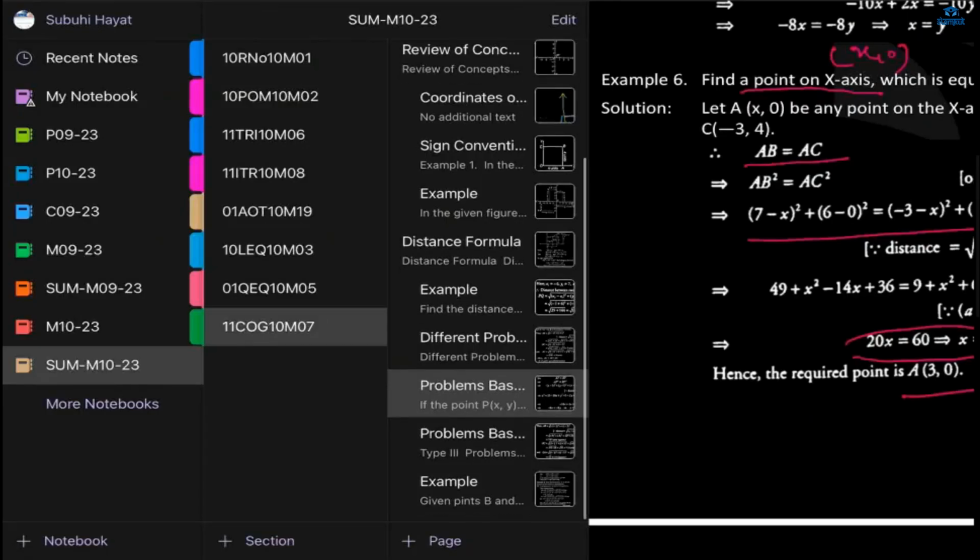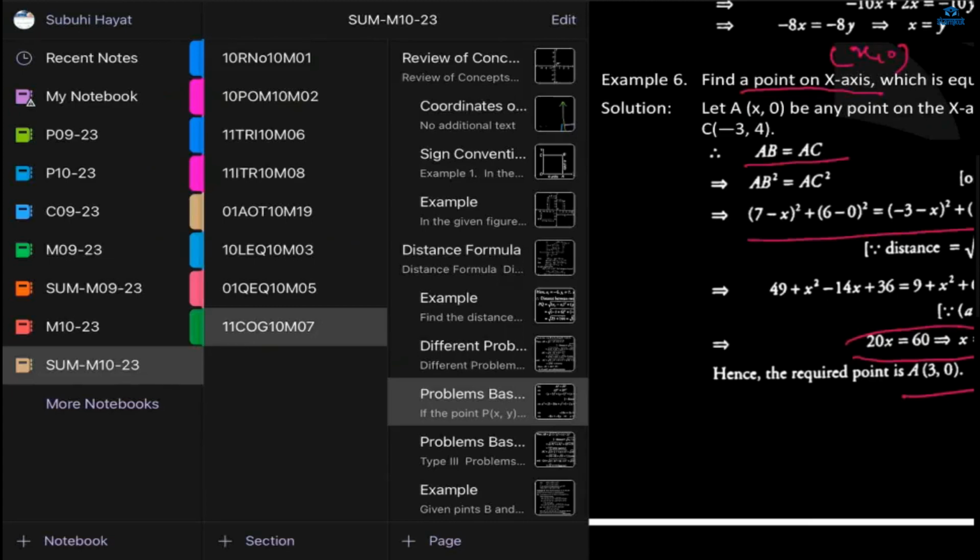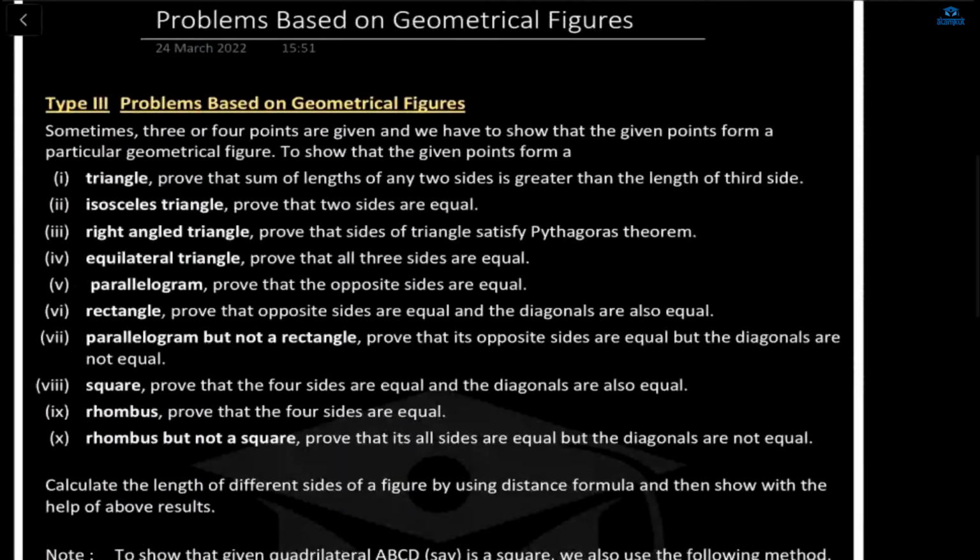Very good, Sophia and Shazan. And let's see the third problem. Problems based on geometrical figures. The third type of problem is how you can show, by using the distance formula, that the given points represent a triangle.